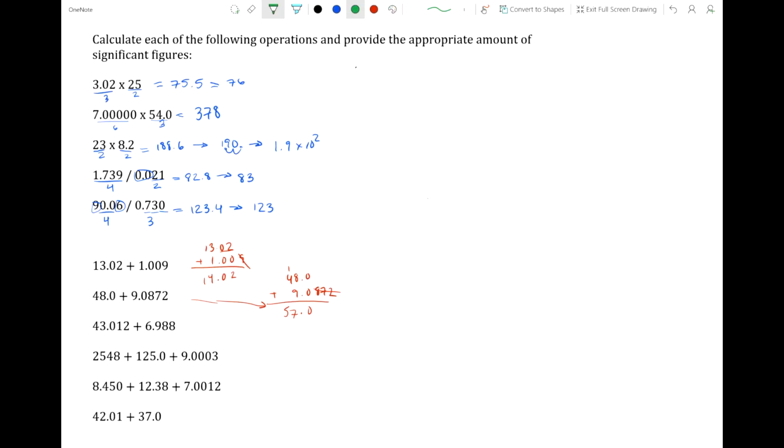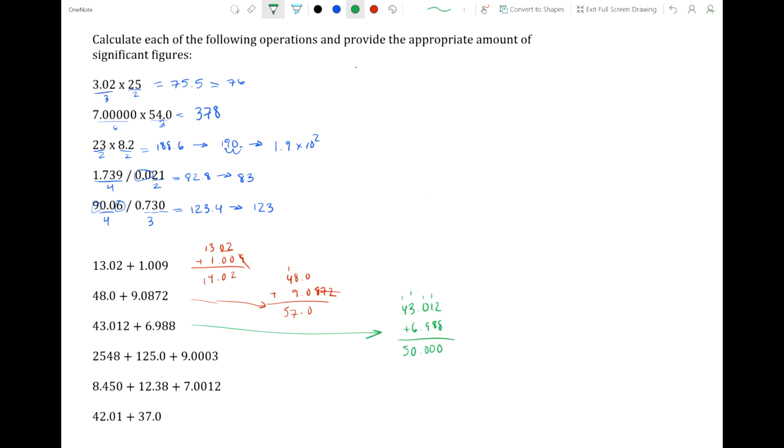Alright, let me draw another color. So this mathematical operation over here is getting a little bit messy. 43.012 plus 6.988. Alright, so in this case our values line up perfectly after the decimal point. They each go up to the thousandths place. So this is 0, carry the 1 over here, 0, carry the 1, 0, carry the 1, 0, carry the 1, and we have perfectly 50.000.